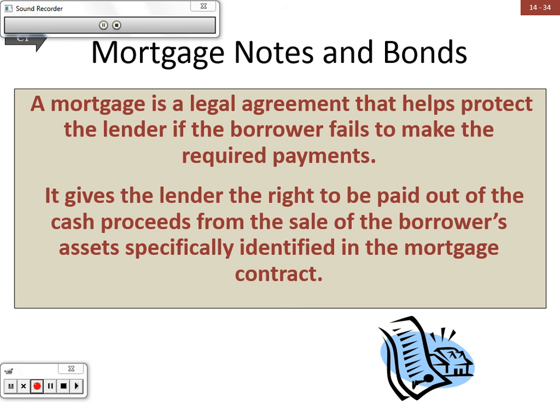It says proceeds from the sale of your assets specifically identified in the mortgage contract. All that means is that if you fail to make your contractual agreement, if you fail to make the payment that you have agreed to pay on that 30-year mortgage, they have rights and claims to whatever assets you have on hand. They can take them, they can sell them, and put that towards whatever it is that you owe them. Okay. And that is it for the lecture part of chapter 14.